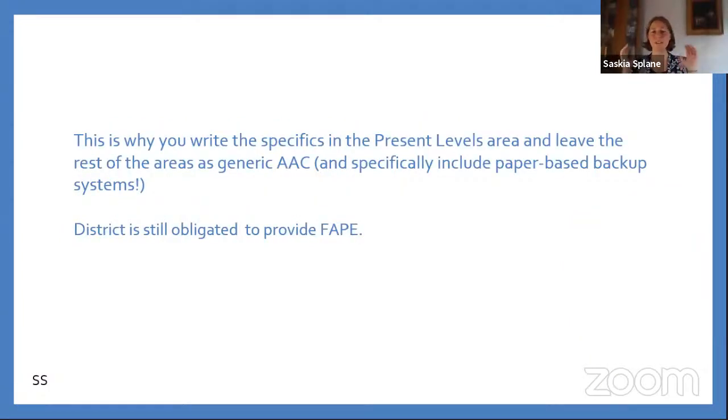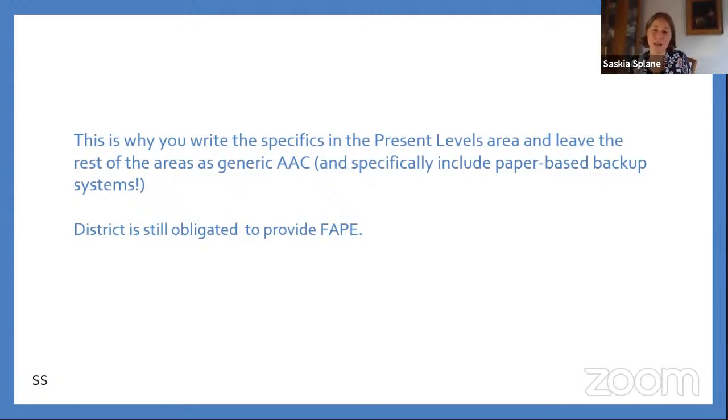So this is why you write your specifics in your present levels area and leave the rest of the areas as generic AAC. And also, I would suggest, for sure, including some paper-based backup systems in the IEP as well. Or if you have classroom iPads that are available to students, that might be another option. The district is still obligated to provide FAPE. So AAC is not put on hold just because a device is broken or not returned to the school or what have you.